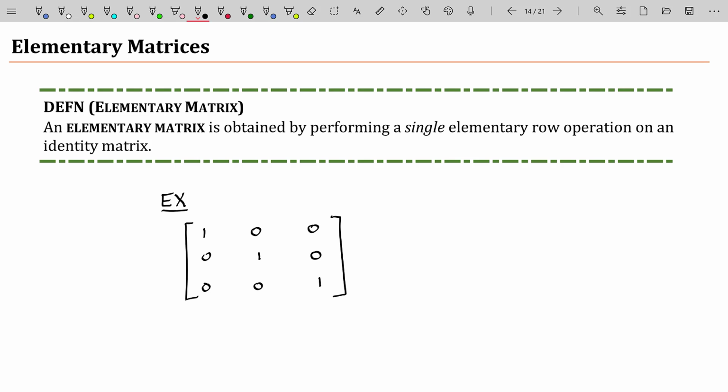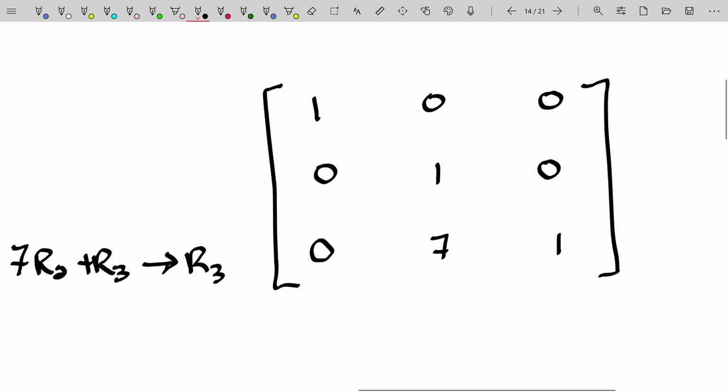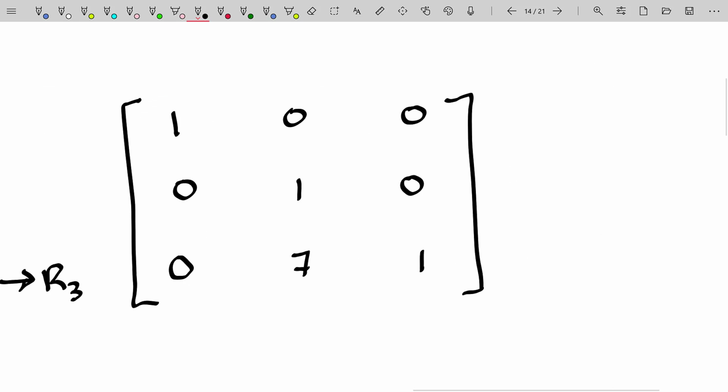If I wanted to take, let's say, 7 times row 2 and add it to row 3, we get this matrix right here. And there's really not much to be said about that. That is called an elementary matrix, and we use the notation E subscript whatever we want to. For example, in this case, I might call this E sub 1 because I might apply another elementary matrix a little bit later on in a problem.